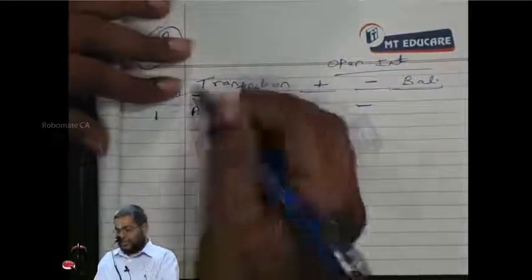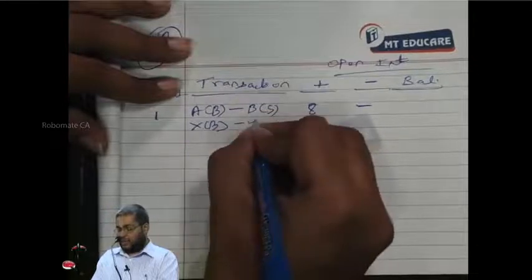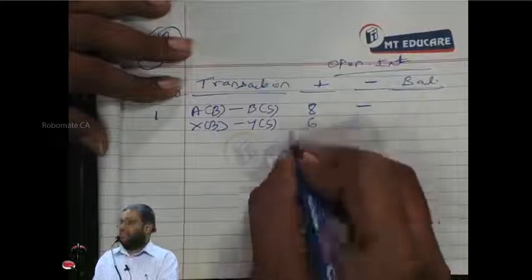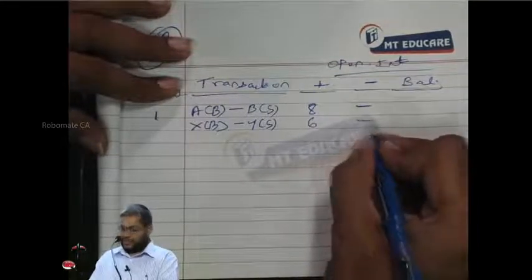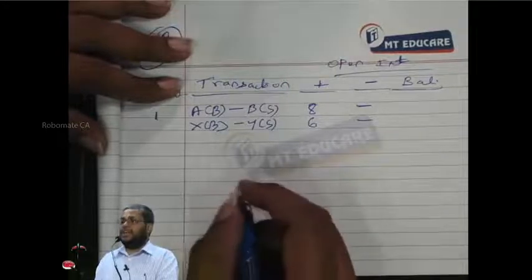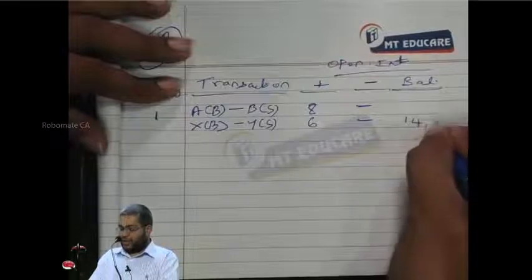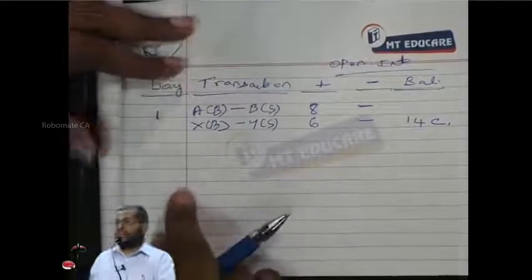Yes. What transaction? X is a buyer, Y is a seller. How many contracts? Another new 6 contracts are created. So, any more transactions today? No. Today, tell me what is the open interest? 14 contracts. C means what? Contract. 14 contracts is the open interest on day 1.